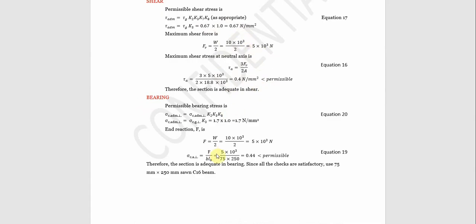Then finally we look at the bearing, the permissible bearing stress. The same thing is applicable. We look at this under the table. Then we have 1.7 times this. Then we check for the end reaction, F equals W over 2, which is 10 times 10 over 10 raised to the power of 3 divided by 2, which is this. Then we calculate this one out, and therefore the section is adequate in bearing since it's less than the permissible bearing stress. Since all the checks are satisfactory, we use this one, SON to C16 beam.